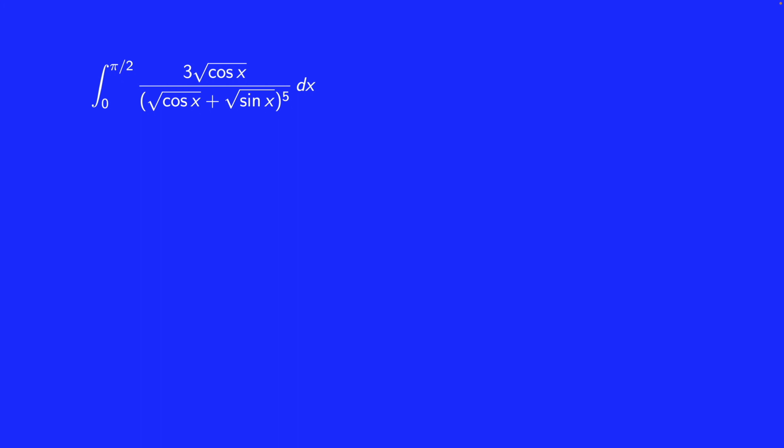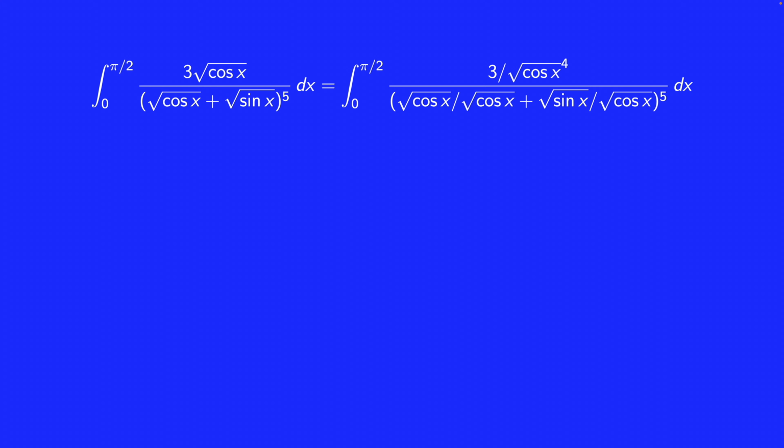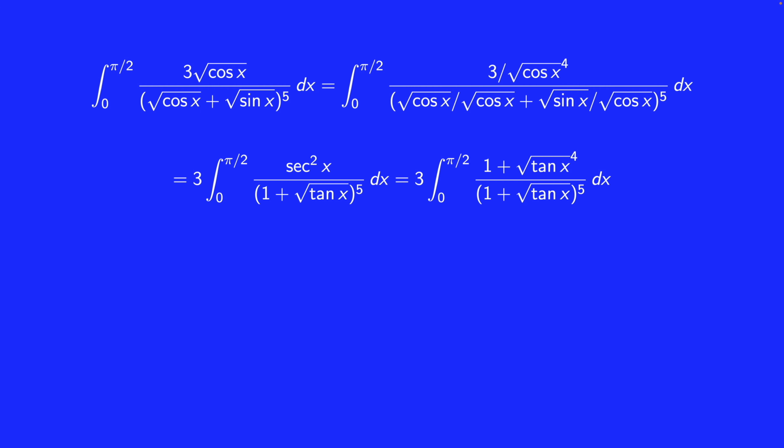So the first thing we do here is divide both sides of the vinculum by root cos x to the power of 5, which lets us slip it in the bottom term like so, since it's also to the 5. And so the bottom is 1 plus root tan x to the 5, and the top is 3 sec squared, since we had 3 over root cos x to the 4. Then we can rewrite the integrand like so by using the tan and sec trig identity.